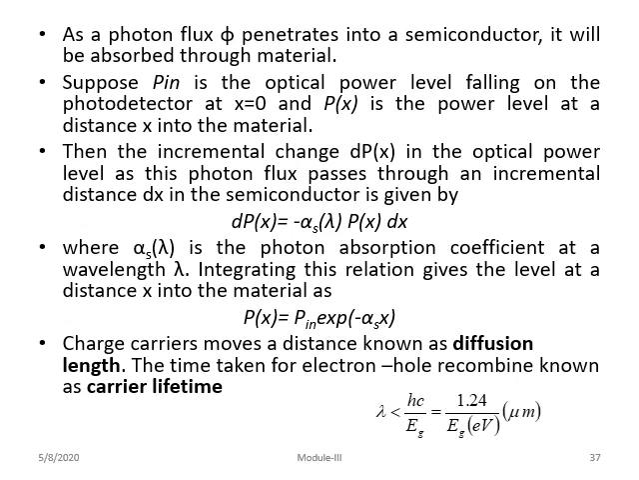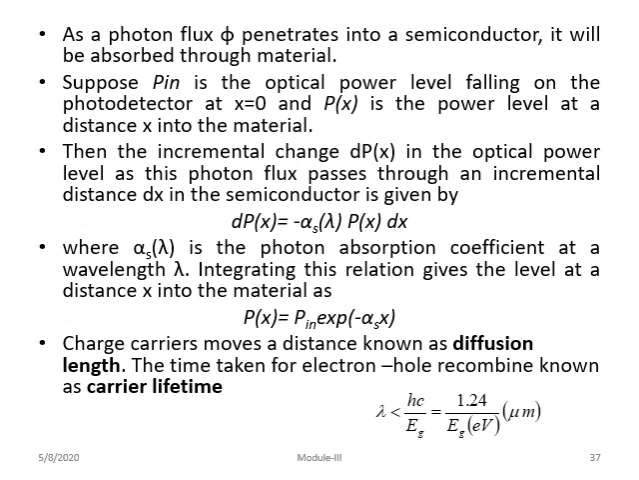So the photon flux penetrates into the semiconductor and will be absorbed by the material. Suppose P_in is the optical power level falling on the detector at x equal to 0, then P(x) is the power level at a distance x into the material. For an incremental change, a very small change dP(x) in the optical power level of the photon flux through the incremental distance dx, the semiconductor can be described as dP(x)/dx equals minus alpha_s(lambda) times P(x), where alpha_s(lambda) is the photon absorption coefficient at a wavelength of lambda.